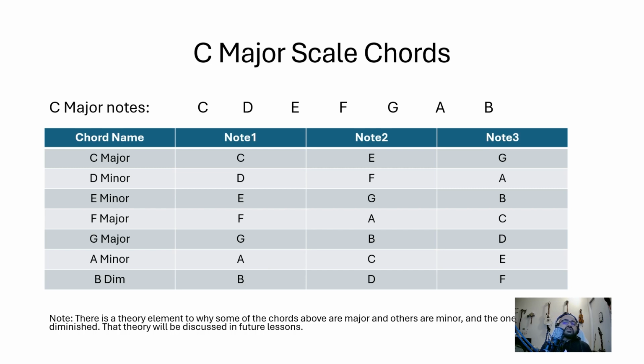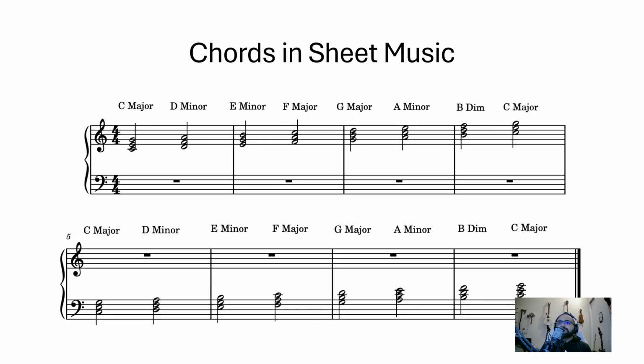Usually in all major scales, the chord made by the last note is going to be the diminished one. There is a theory element to why these chords are major or minor or why that one is diminished, and we will discuss that theory in future lessons. But for now, I just want all of us to know these chords and how they're going to be used in the upcoming lessons and songs that we practice.